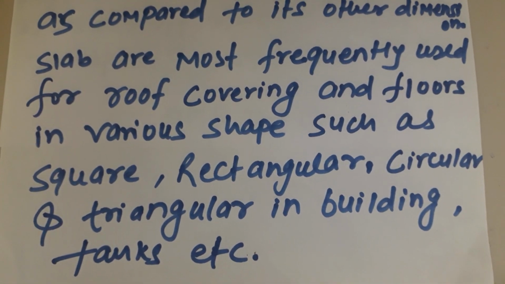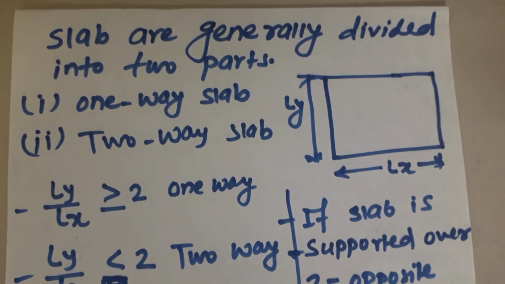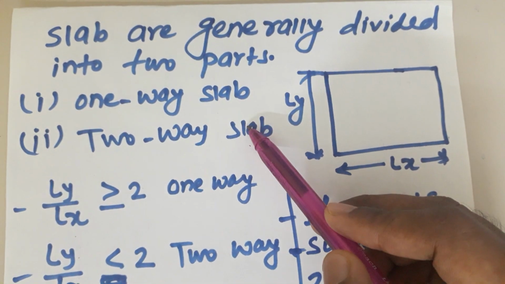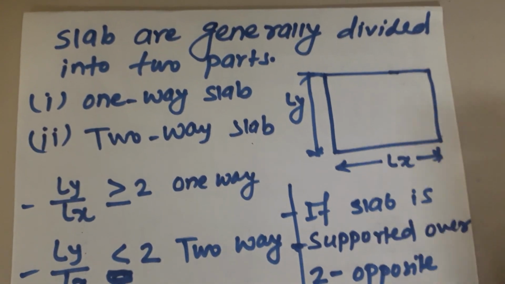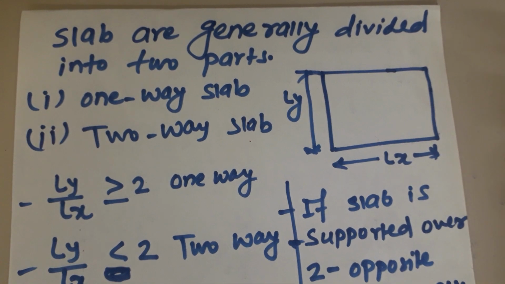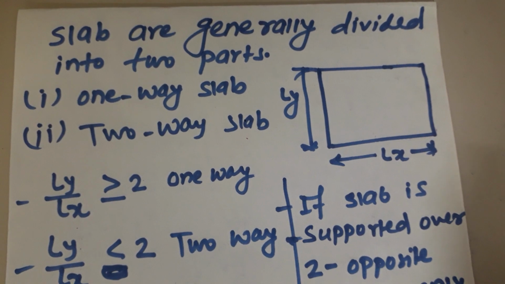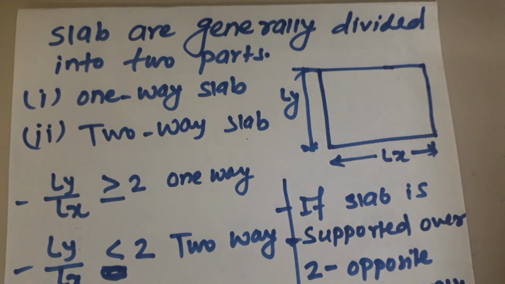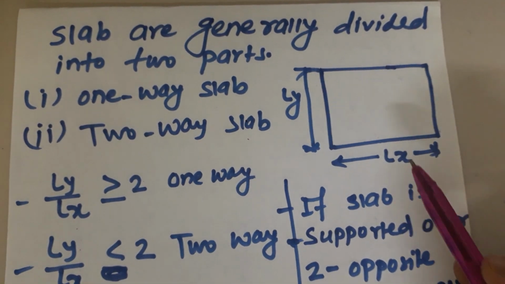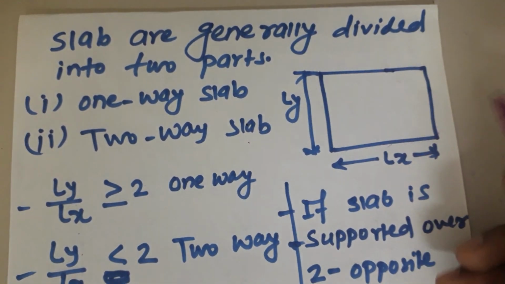So slabs are generally divided into two types, that is one-way slab and two-way slab. So how do you differentiate which is a one-way slab and which is a two-way slab? There are two criteria for differentiating one-way slab and two-way slab. One is the longer span by shorter span ratio, and the other is the support condition or boundary condition.